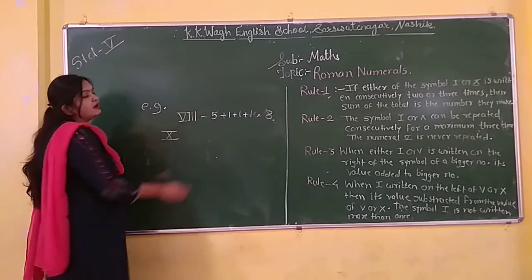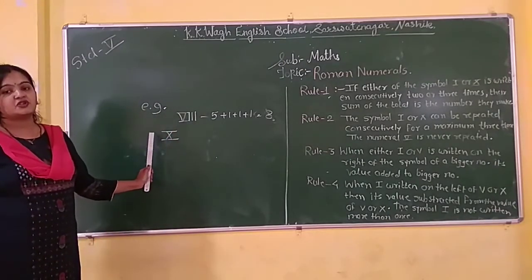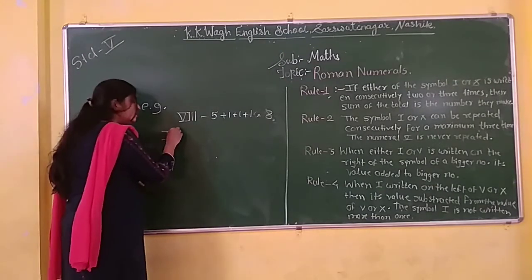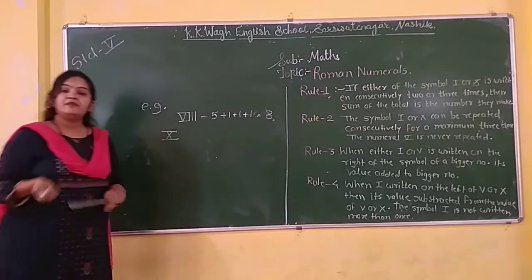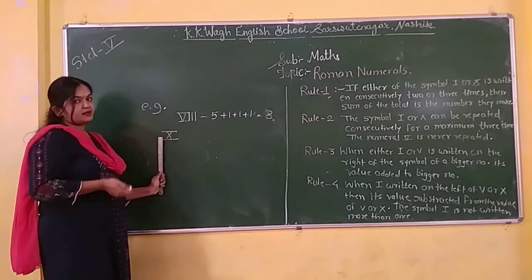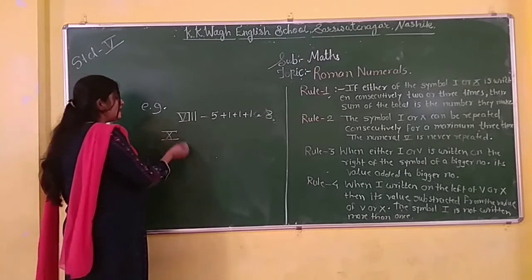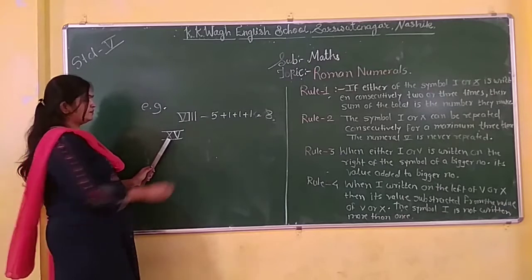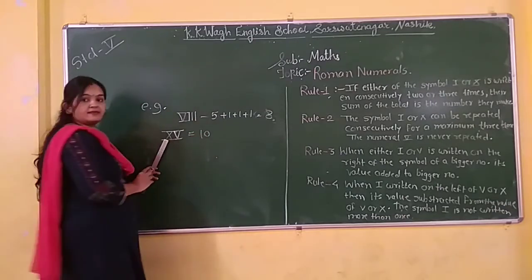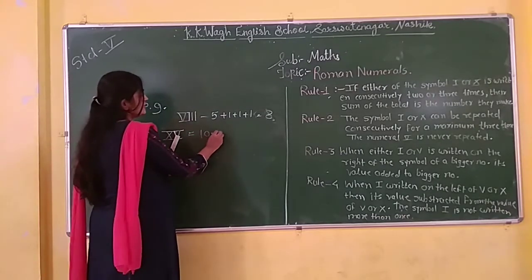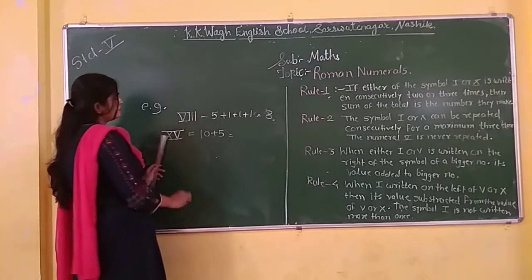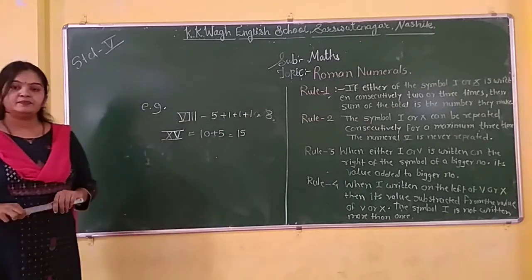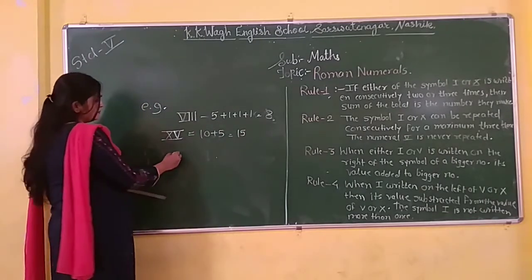This symbol X denotes the number 10. If I want to write 15, how can I write it? Here X means 10, and I have to write V after it. The value of X is 10, the value of V is 5. Therefore 10 plus 5 equals 15. Got it, everyone? We will take another example.